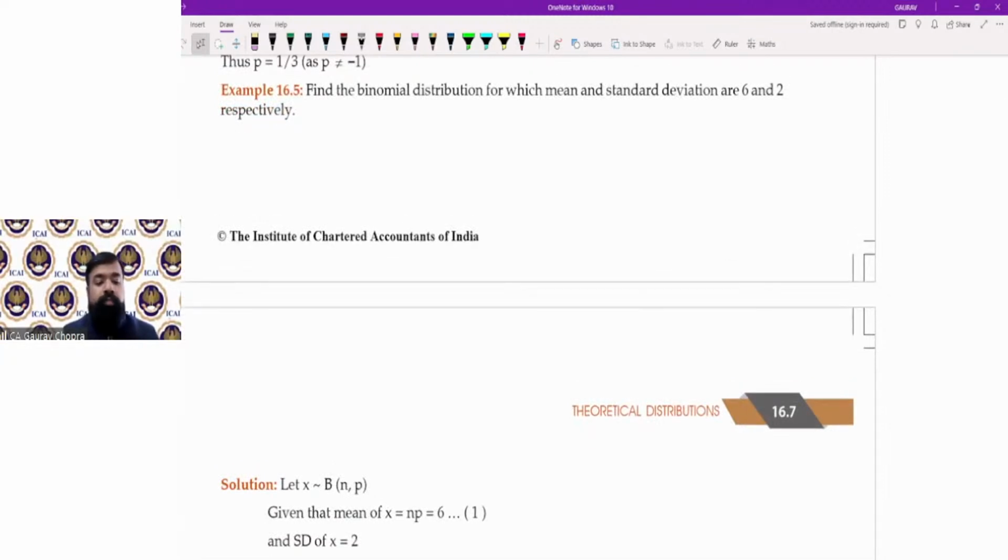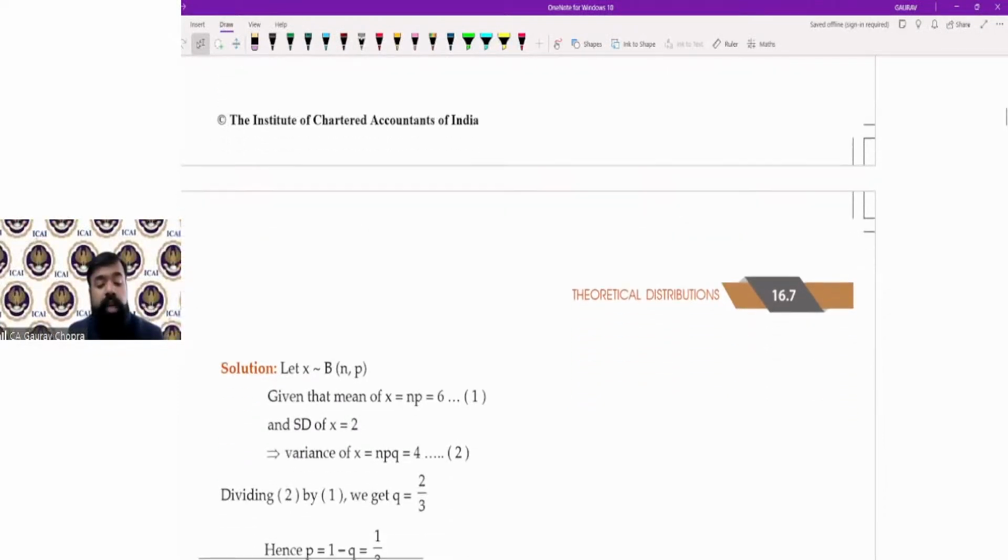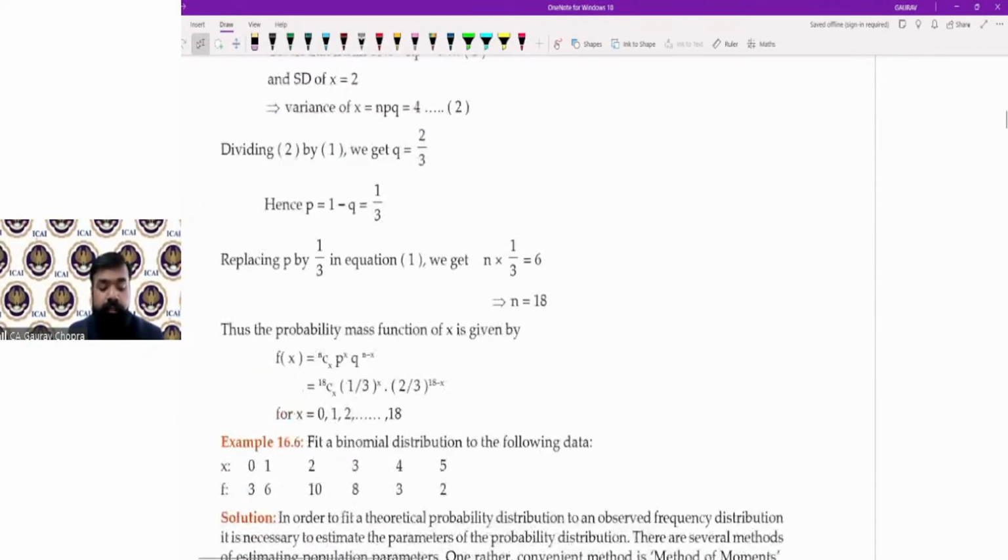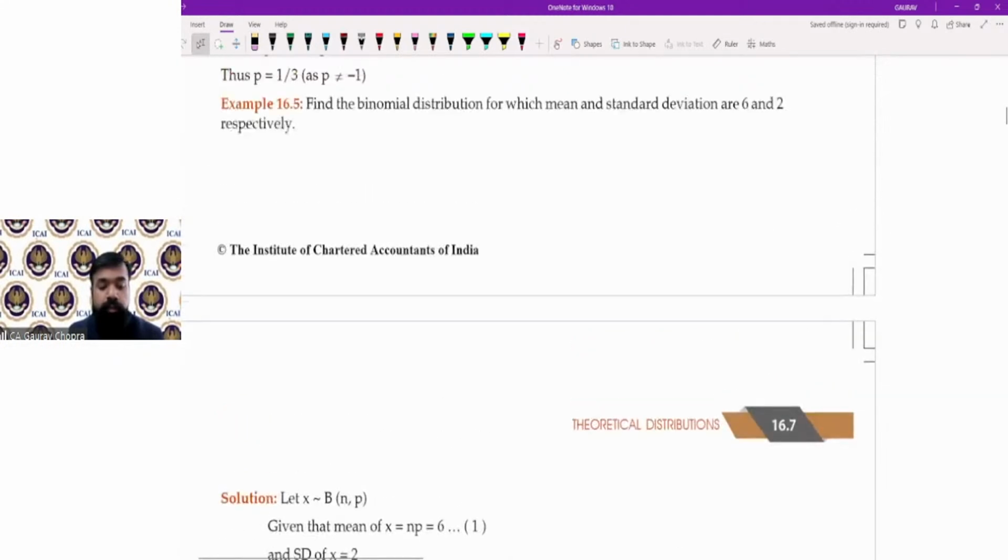16.5. Find binomial distribution for which mean and standard deviation are 6 and 2 respectively. So question is talking about find binomial distribution. So here we have to find the distribution for which mean is given, standard deviation is given. So let's write that.